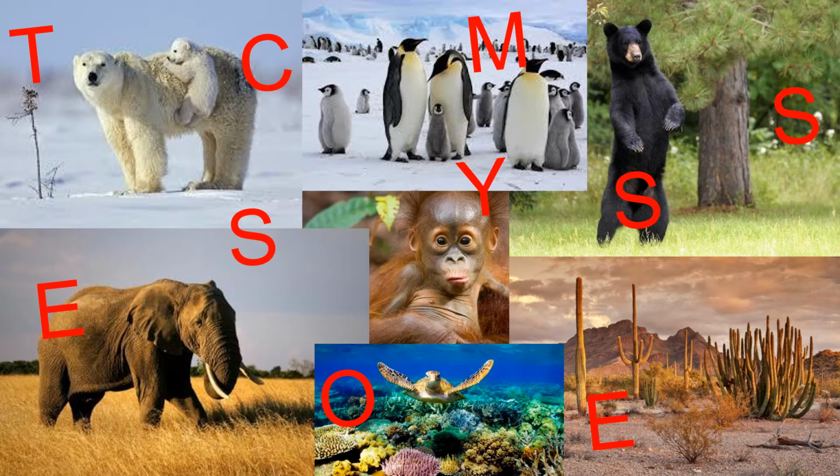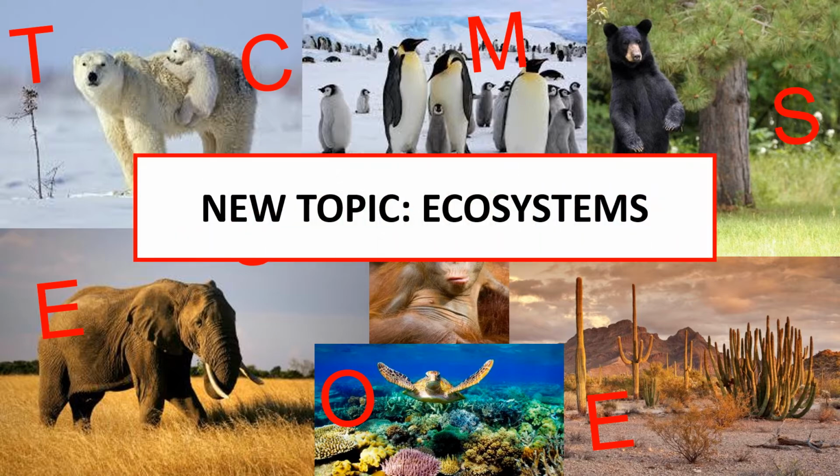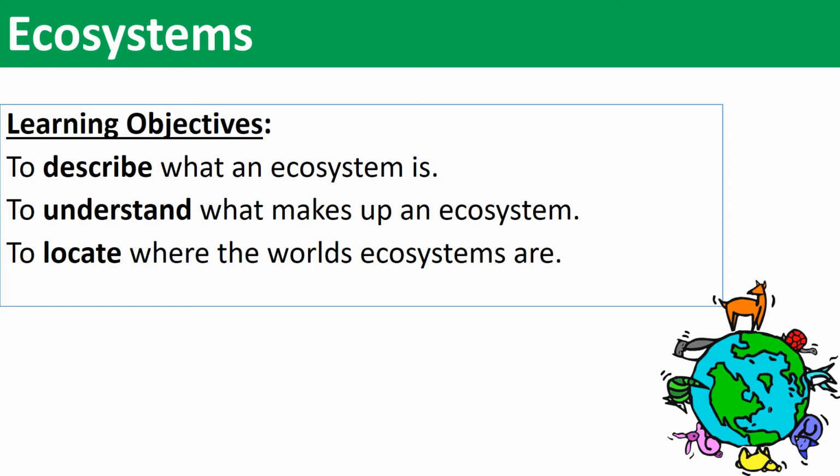So today's lesson is kind of following on from what you did yesterday about ecosystems. So you need to write the title Ecosystems into your book, and the learning objective is coming up. Objectives are to describe what an ecosystem is. So hopefully by the end of the lesson you'll understand what an ecosystem is, to understand what makes up an ecosystem, and the most important one for today is to locate where the world's ecosystems are. We're going to start with that last learning objective in this lesson.